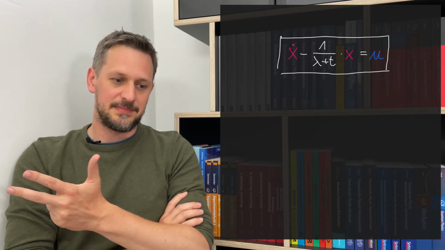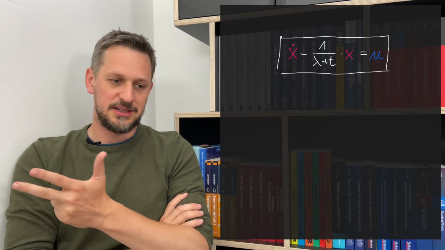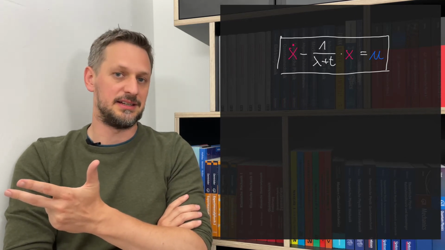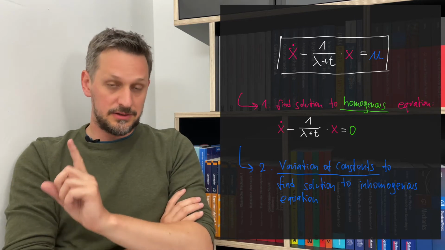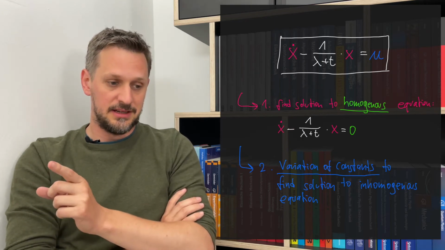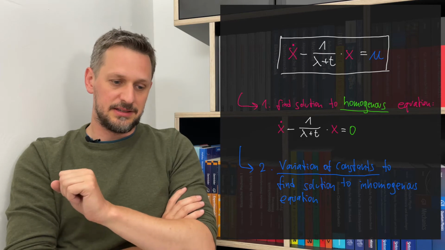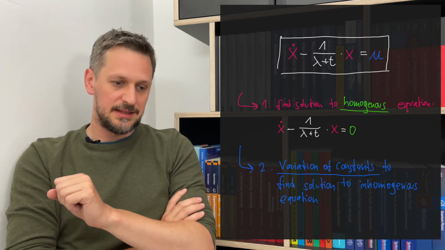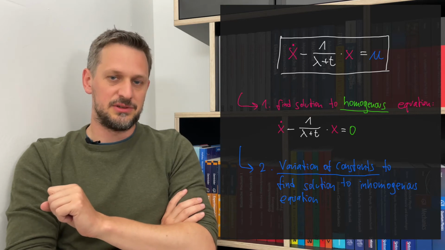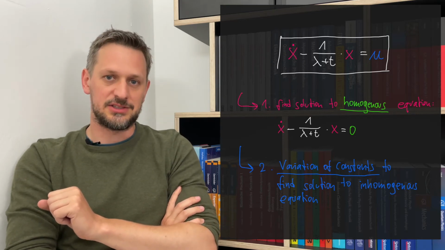because when arranged so that all x terms are on one side, there is still another term on the other side. It's not equal to 0. Altogether, this determines our strategy, which is that we first solve the homogeneous equation and then do a variation of constants to find a solution to the actual inhomogeneous equation.